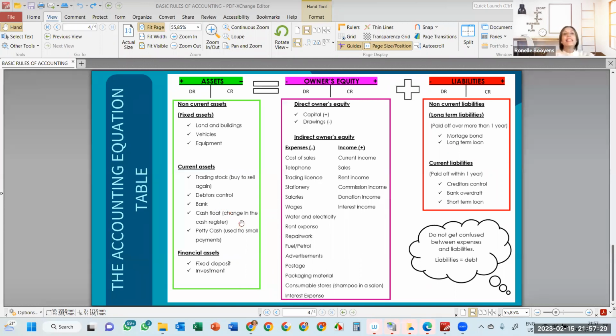Cash float is that change, so also money, or that small money and coins and notes that we put in our till every morning in order to give change to our customers. Petty cash, now many businesses have that. It's literally a small container or one of those small money boxes that you can lock, that either the financial lady or the secretary or the accountant or whoever keeps obviously in a safe place.